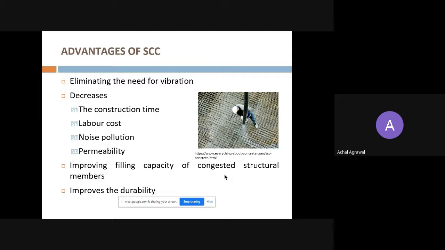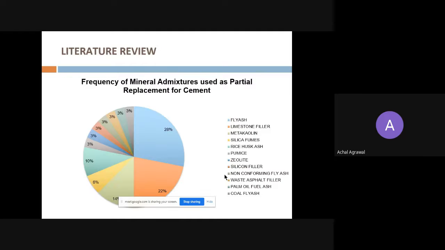So that the volume of fines is increased. If there is a concrete where the volume of fines is more than the volume of coarse, obviously it will improve its permeability and its density, right? So this is one kind of concrete which improves the durability of concrete. In this presentation, I have focused only on the durability parameters of self-compacting concrete.